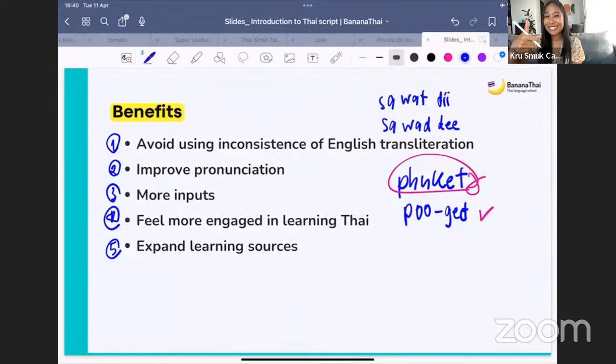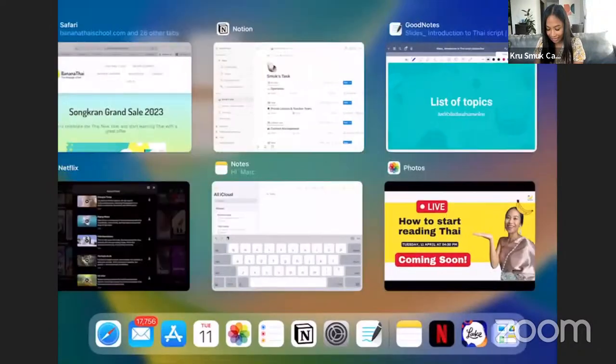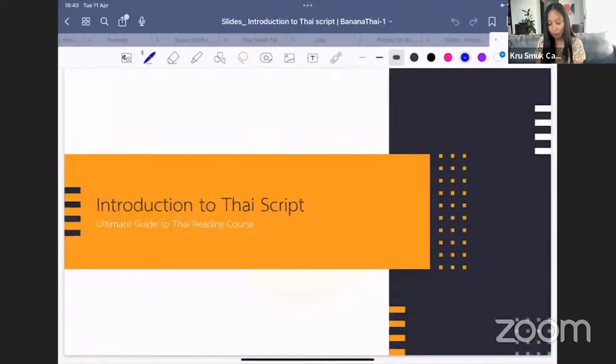All good? Okay. So it seems like everyone is pumped to get to know more after knowing the benefits. So let's get started. Here is the lesson. Let me show you the lesson here. For those who signed up, you probably already received the slides that I sent to you via email. But I will also send you the notes after this class as well.